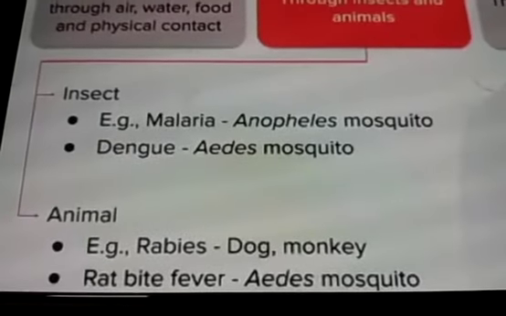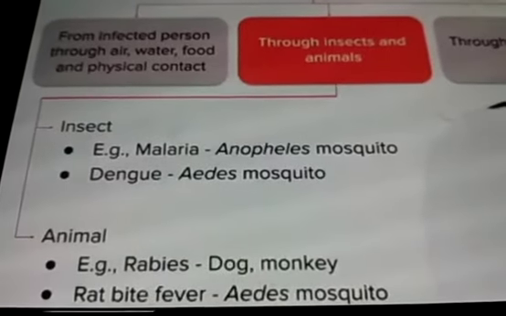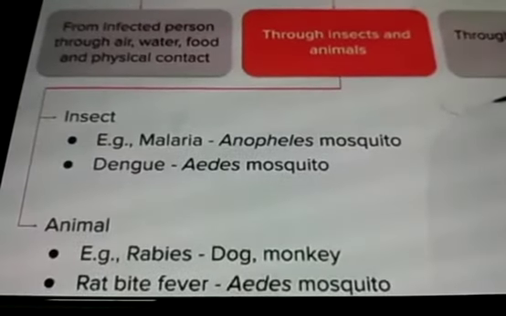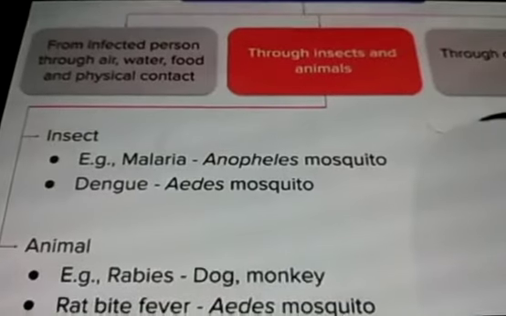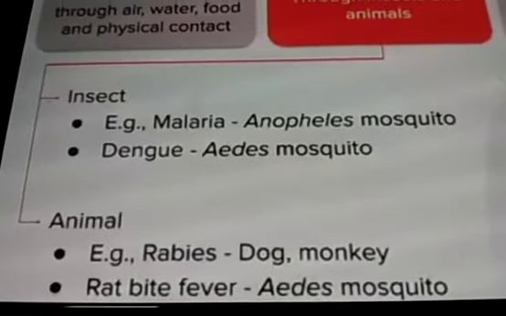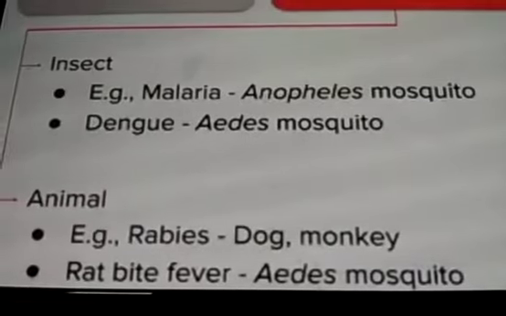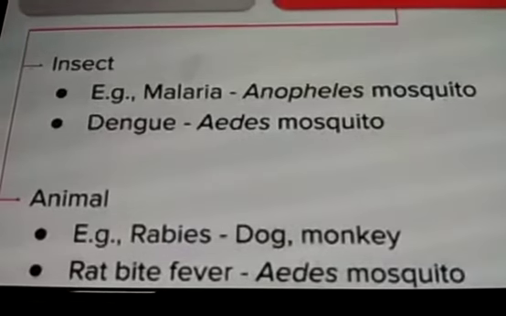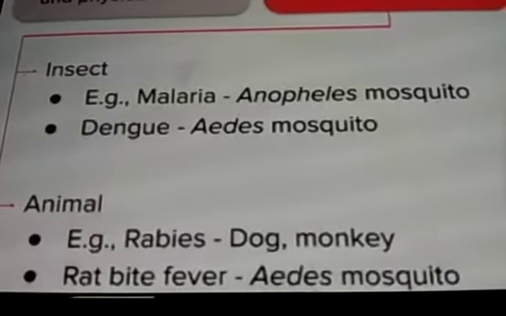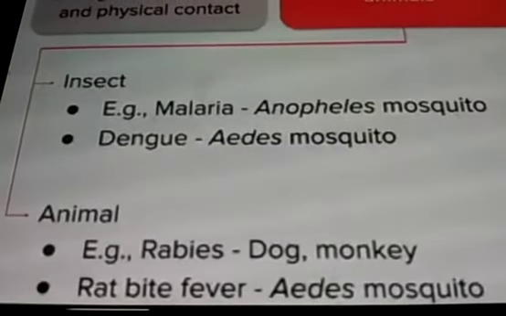So next, how can disease be communicable? The next is through insects and animals, right? Some insects and animals act as carriers of disease-causing microbes. Example, housefly. Housefly is one such carrier.